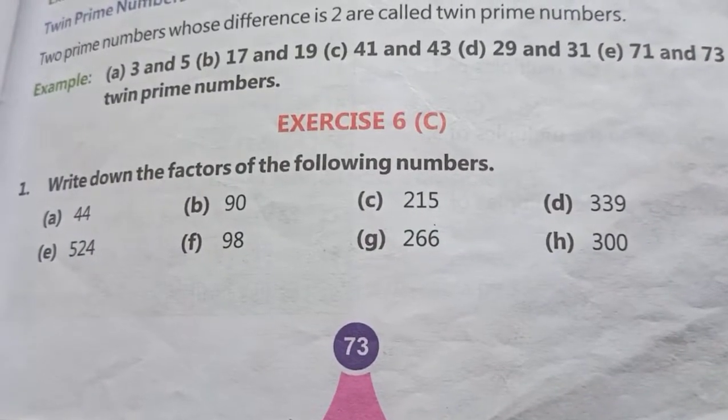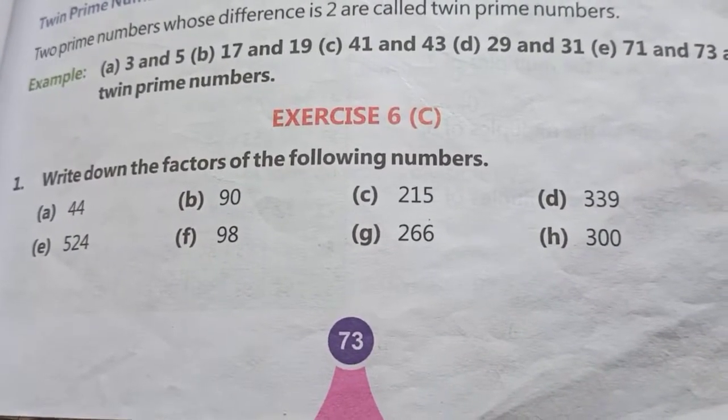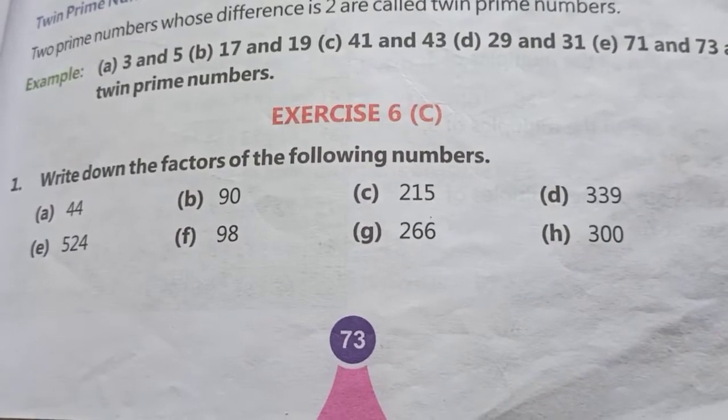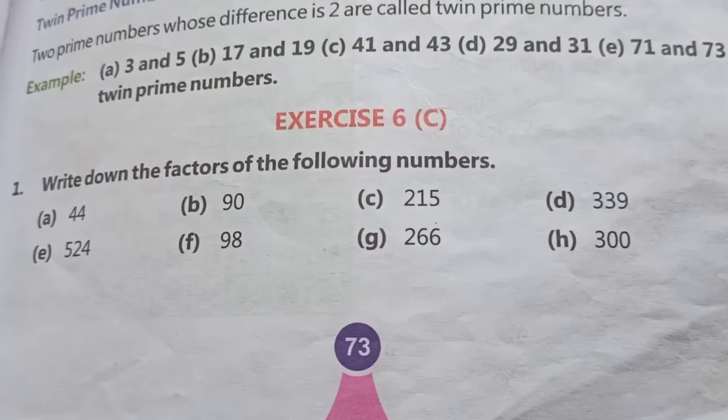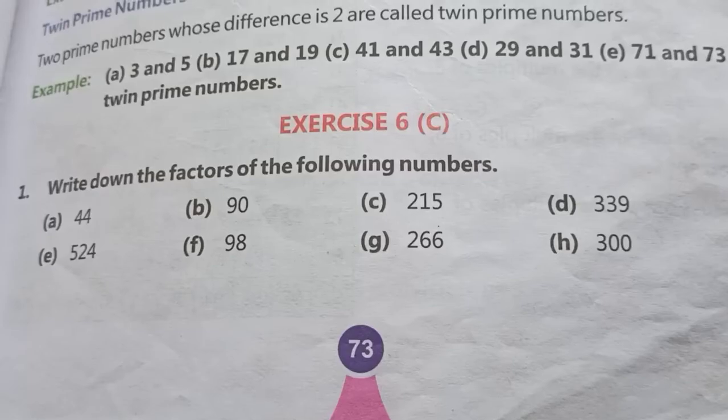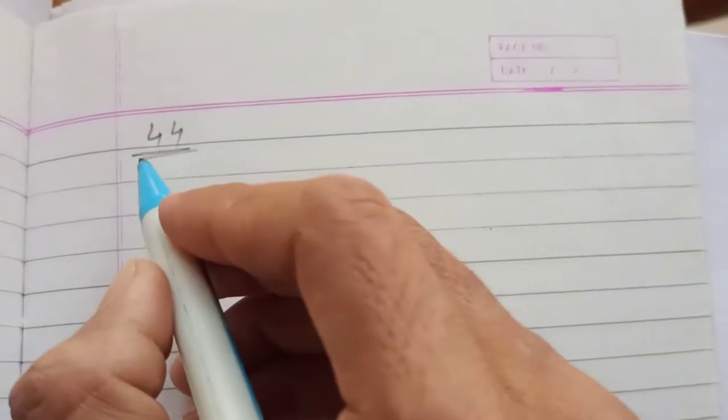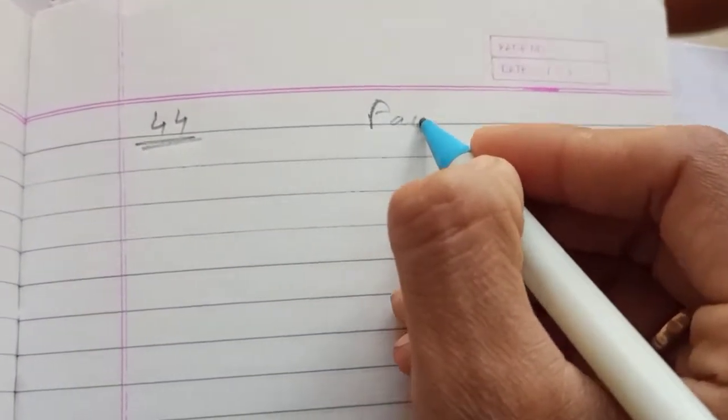Exercise 6C of class 4, question number 1. Write down the factors of the following numbers. First one, 44. So how can we get the factors of a number? For finding out the factors of 44, first of all we will write down the 44 here and the factors here.